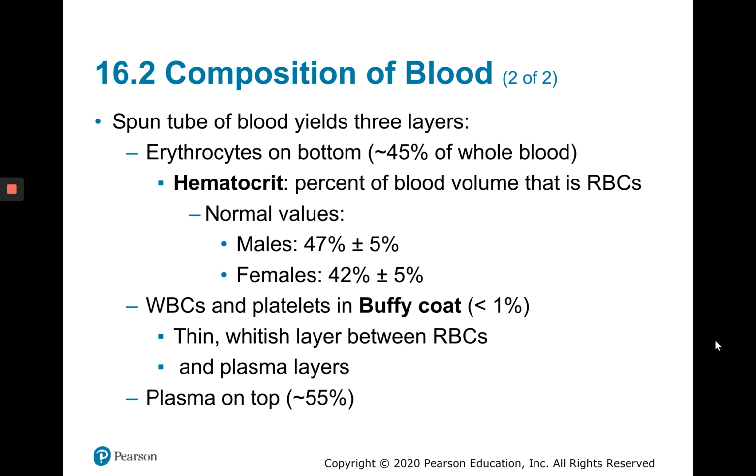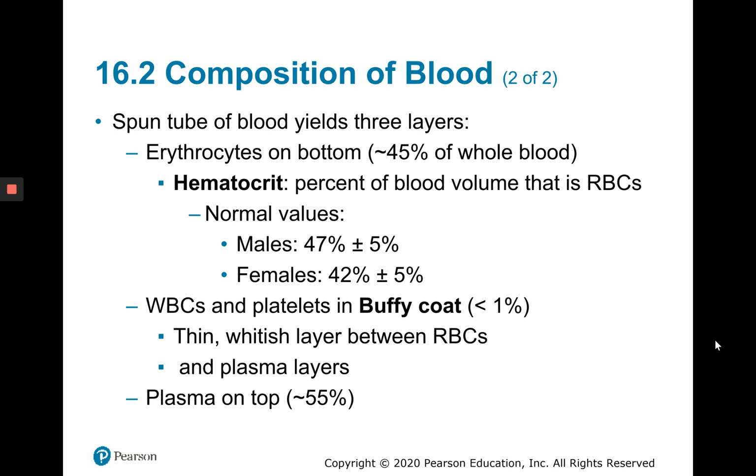The normal values of hematocrit in males can be slightly higher than that of females. White blood cells and platelets are going to make up a layer called the buffy coat, and less than 1% of a blood sample is generally made up of this buffy coat, which is white blood cells and platelets.